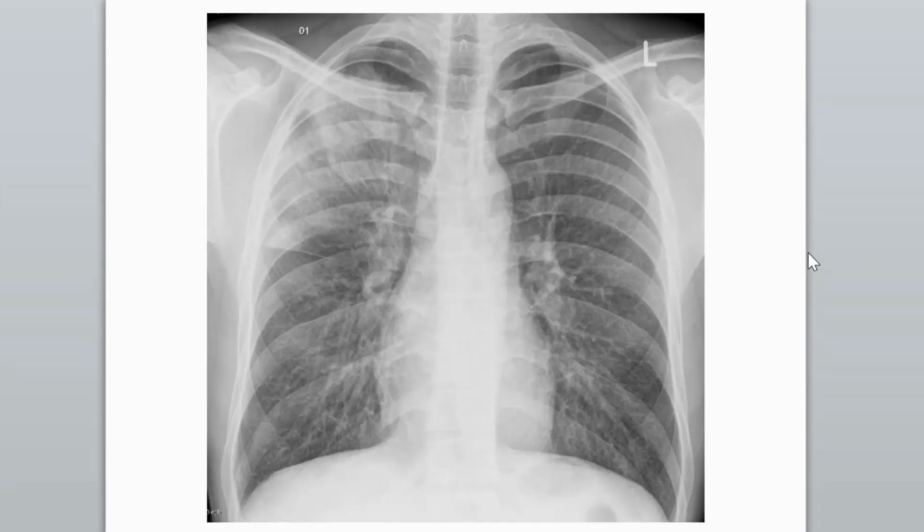But before we do, I thought I'd give you a couple of X-rays to wake you up. So what's going on here? Who wants to have a stab at telling us what's going on in this X-ray?